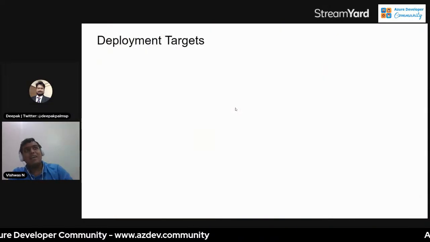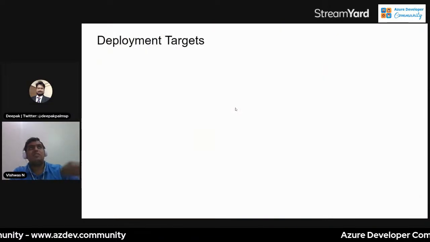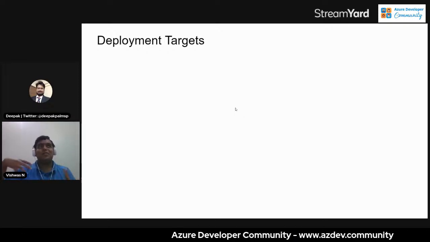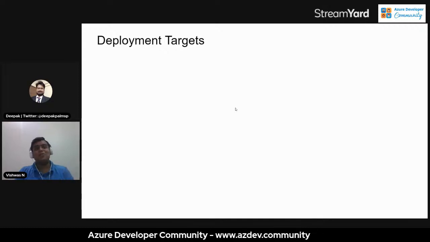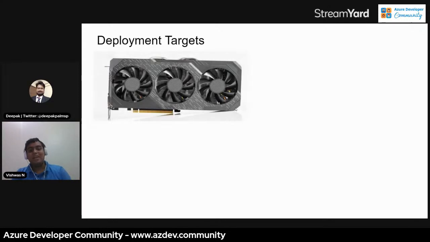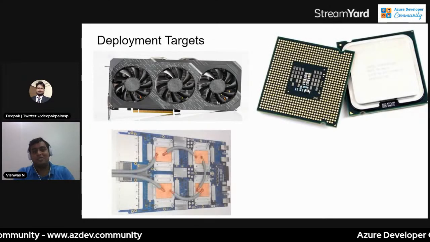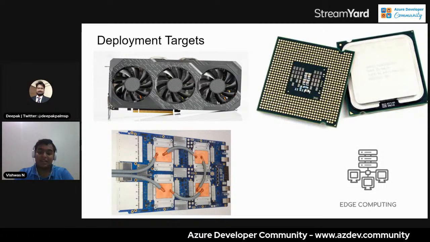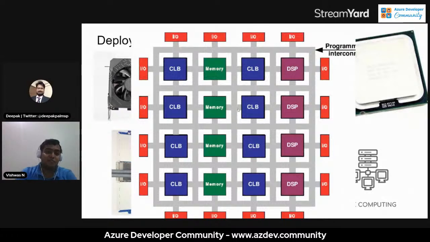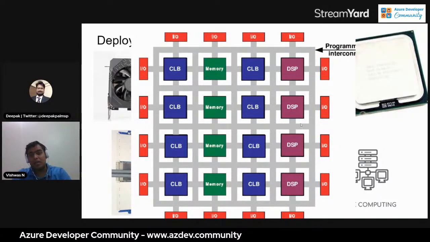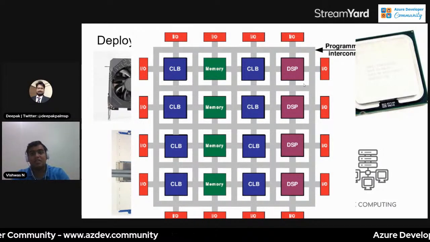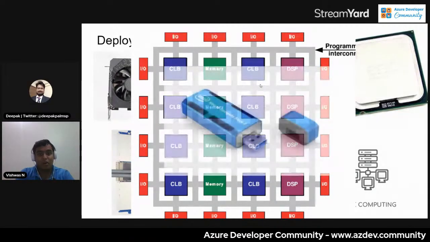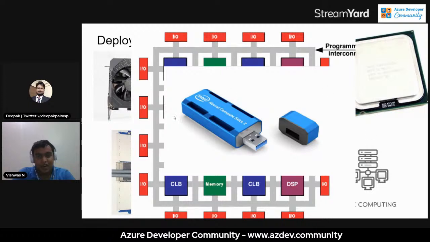Why I'm giving this ONNX as an introduction is because you need to understand what's lying behind the cognitive services, the analysis tools, and everything. So deployment targets are GPUs, CPUs, edge TPUs, the tensor processing units. There is edge computing. This is an FPGA, with control logic blocks, memory, DSP, digital signal processing units. There are a lot of IOs in it, so a lot of decisions are made based on the IOs that you are configuring. And this is something which really changed the industry.